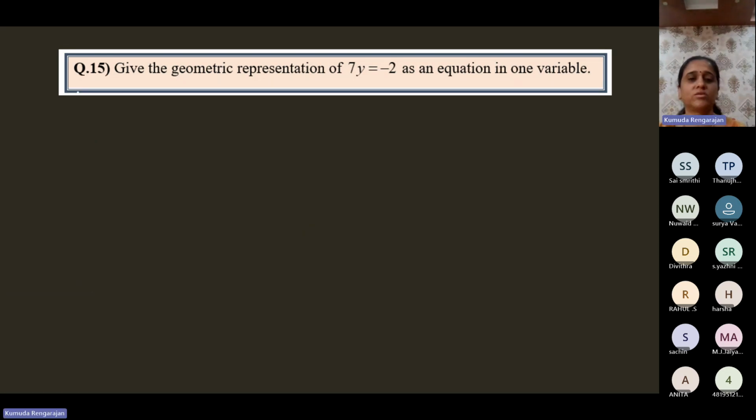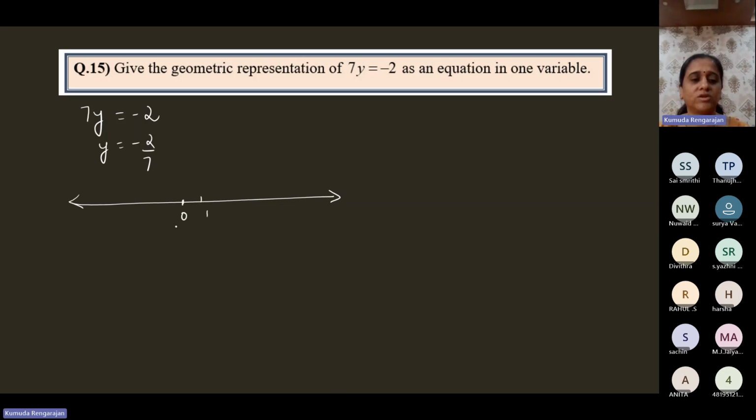So we just do it again. We just have to solve this. 7y is equal to minus 2. y is equal to minus 2 by 7. Okay. So to show the geometric representation, you need to represent this on the number line.